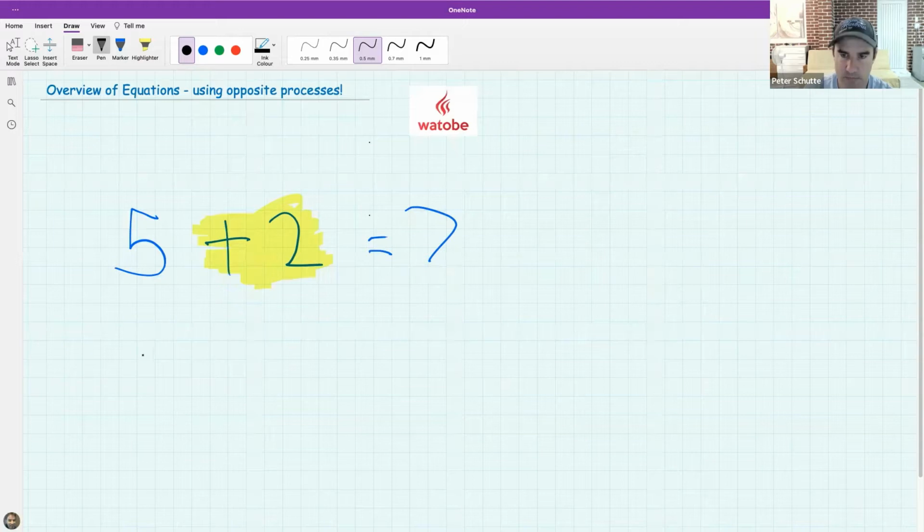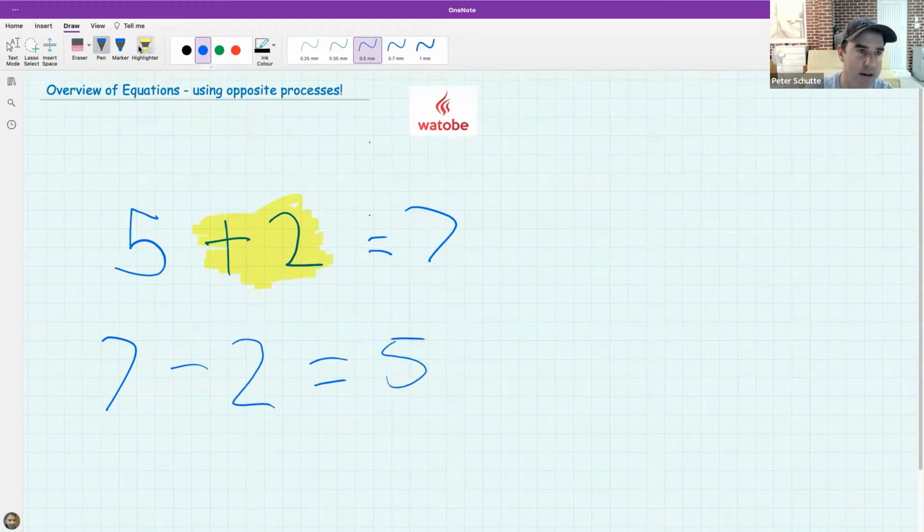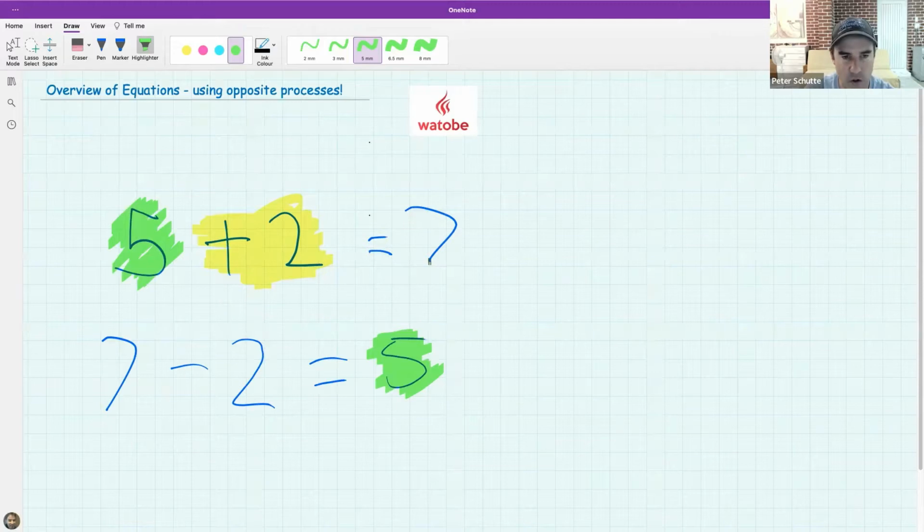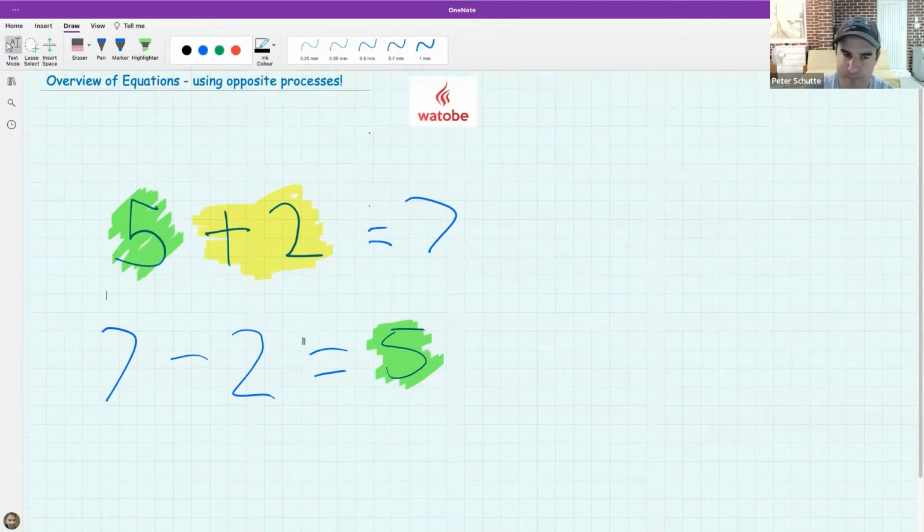Okay, it's -2, exactly. So if we started with a 7 and we took away 2, we end up back at the beginning. Let me get that highlighted. So this is a really important idea. We started with the number and we added 2, and we also figured out there's an opposite process to adding 2, it's subtracting 2.